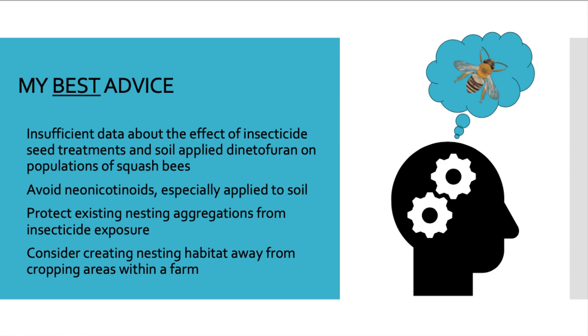First of all, there is insufficient data about the effect of insecticide seed treatments. We don't know whether insecticide seed treatments are actually affecting populations negatively. And I'll tell you more about this in the question period if anybody has any questions about that. And also, we have no data about soil-applied neonicotinoids on populations of squash bees. So no data does not mean that it's not problematic. It just means nobody has done the work. Work on ground nesting bees is extremely difficult, and so this work tends to not get done.